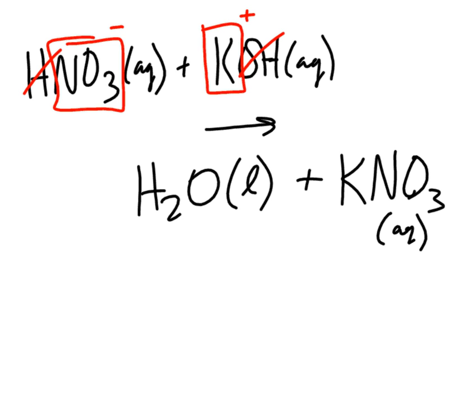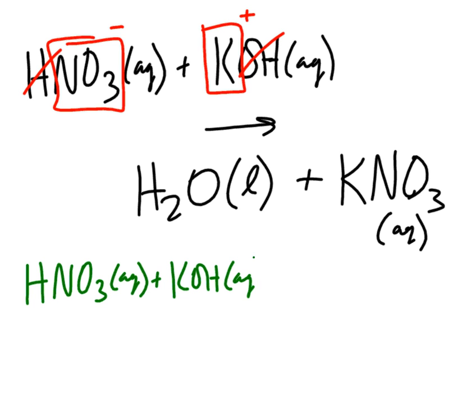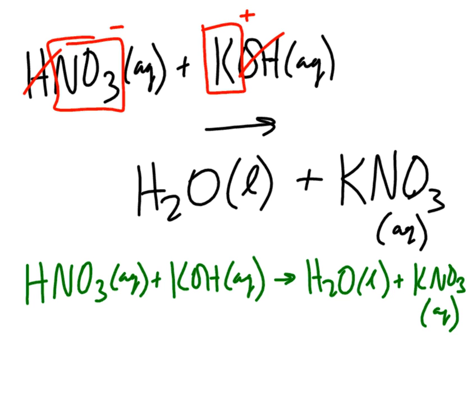So my overall reaction is going to be HNO3 aqueous plus KOH aqueous, forming H2O liquid plus KNO3, so potassium nitrate, aqueous.